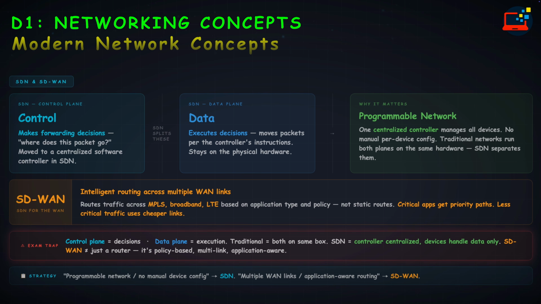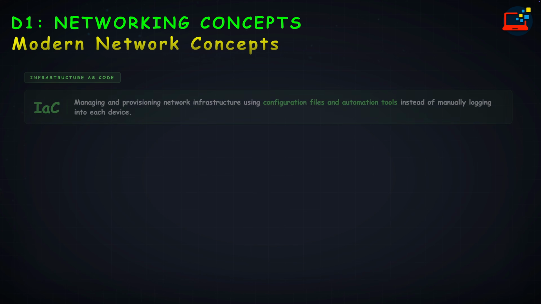SD-WAN, Software-Defined Wide Area Network, applies SDN concepts to wide area network connections. It allows traffic to be routed intelligently across multiple links, such as MPLS and broadband, based on application type and policy rather than static routing. Critical applications get priority paths. Less critical traffic uses cheaper links.